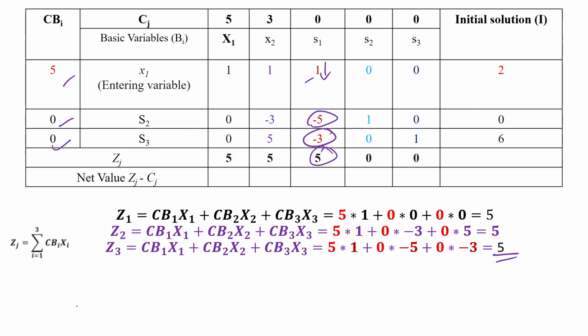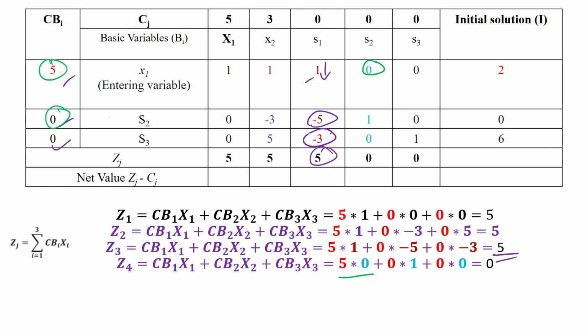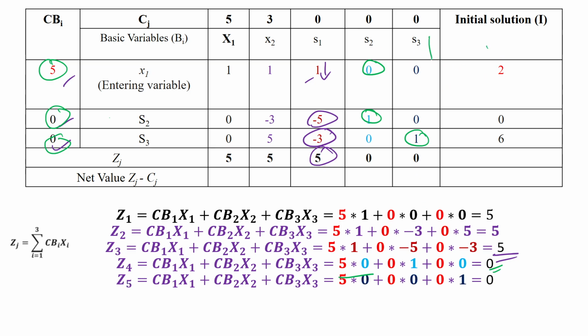The next one is the S2 column. In the S2 column, 5 into 0, 0 into 1 and 0 into 1, and you will get 0. Then you have to calculate the next one. In the previous one it was 0 into 0. Now we calculate 5 into 0 and 0 into 0 plus 0 into 1, and you get 0, like that. Now we update all these values, so triple five and two zeros.